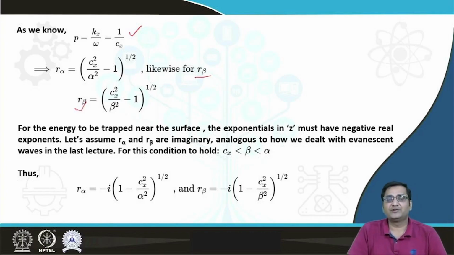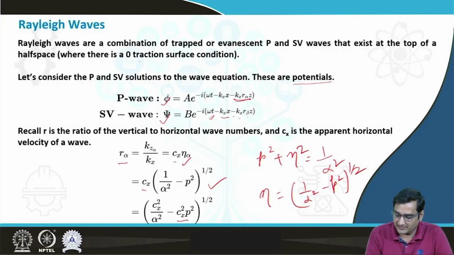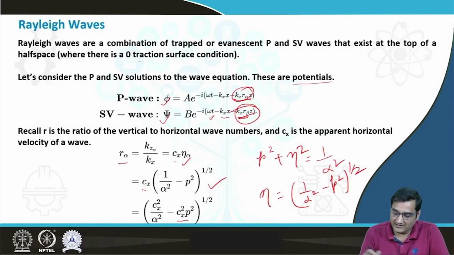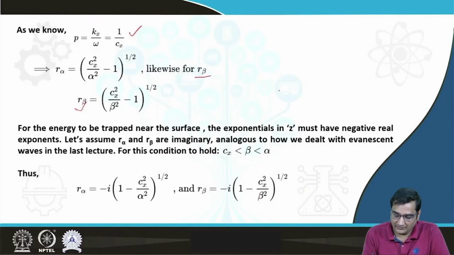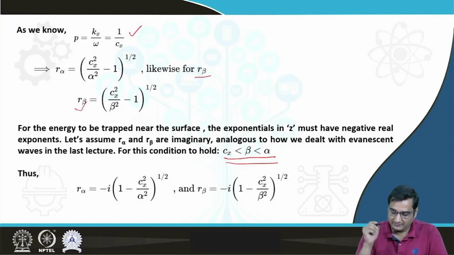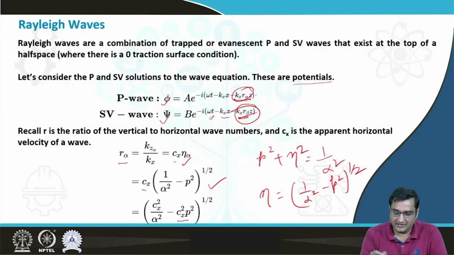For the energy to be trapped near the surface, these exponential terms must have a negative real exponent. In that case you need to consider the situation we discussed in the previous lecture for the evanescent wave. So cx should be less than beta, which should be less than alpha, because in that case this will become less than 1, and then this entire thing will become imaginary.